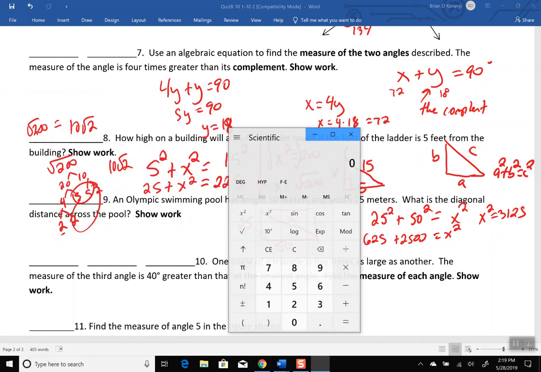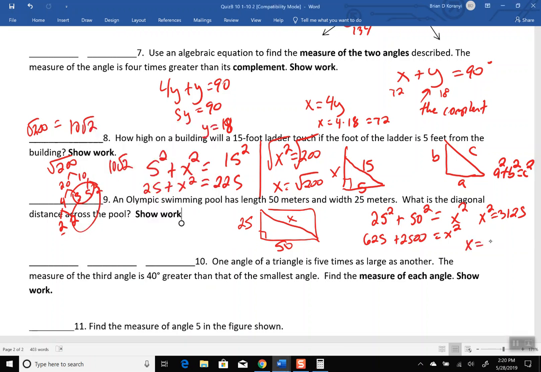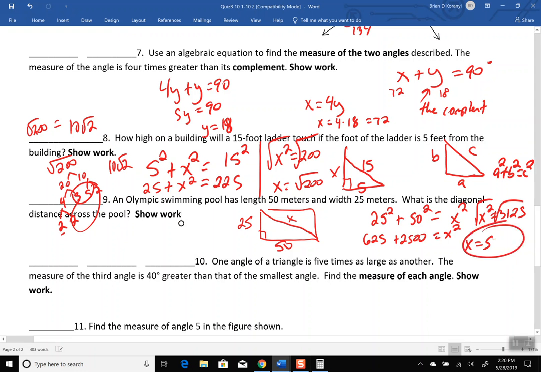But again, make sure you're not squaring your answer, doing 3125 squared. Your answer should be bigger than 50, because x is the longest side, but not so much bigger that it doesn't make sense. So 3125, and then the square root. Do we have the square root button? Square root. So 55.9. X equals 55.9.